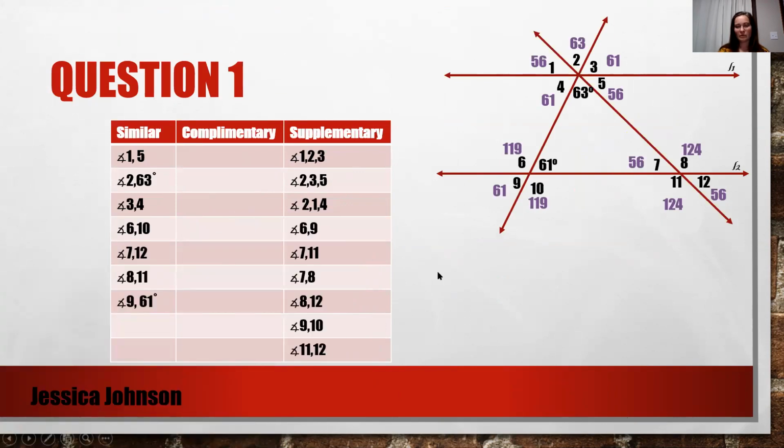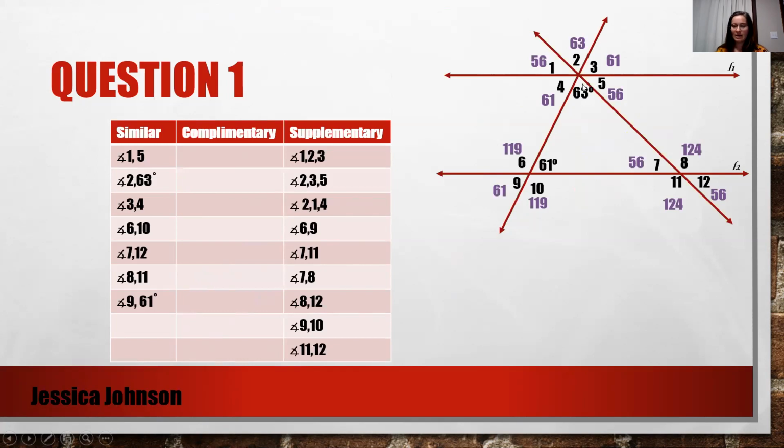What angles are similar, complementary, and supplementary from this figure over here on the right-hand side? A similar angle is a vertical angle. Angle 1 is vertical to angle 5, because you see the X right here, and they're opposite of each other, and they share the same vertex. Angle 2 is vertical to 63 degrees right here.